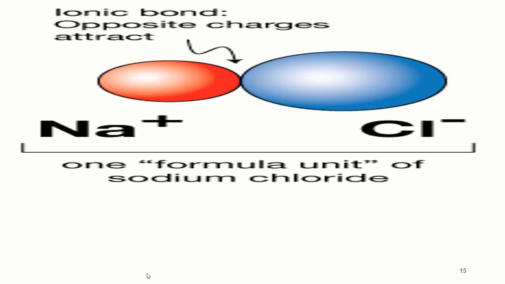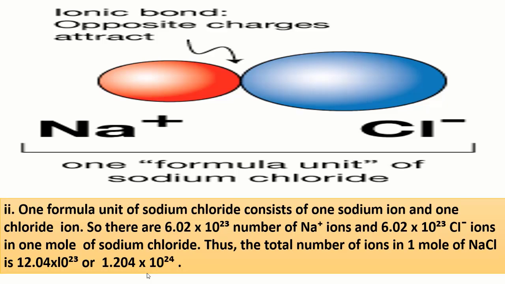Similarly, you know the formula of sodium chloride. One formula unit of sodium chloride consists of 1 sodium ion and 1 chloride ion. So, if we have 1 mole of sodium chloride, how many sodium ions will be present in it? 6.02 into 10 to the power 23 sodium ions and 6.02 into 10 raised to the power 23 chloride ions will be present. So the total number of ions in 1 mole of sodium chloride is 12.04 into 10 raised to the power 23, or 1.204 into 10 raised to the power 24.